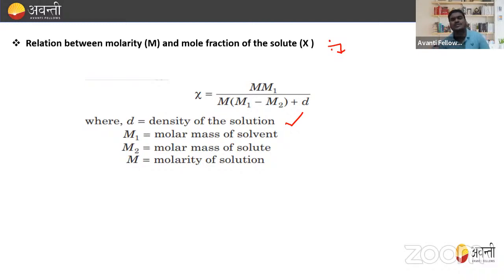M1 is the molar mass of the solvent. Very important. M1 is the molar mass of the solvent. And what is M2 here? M2 is the molar mass of the solute. And what is capital M here? M represents the molarity of the solution. So this is the relationship between molarity and mole fraction of that solute. I hope this is clear to you.